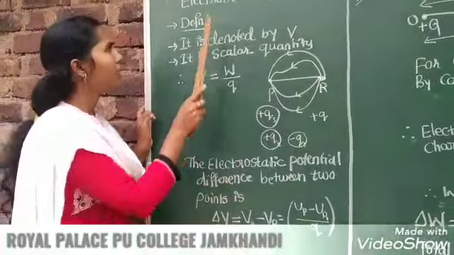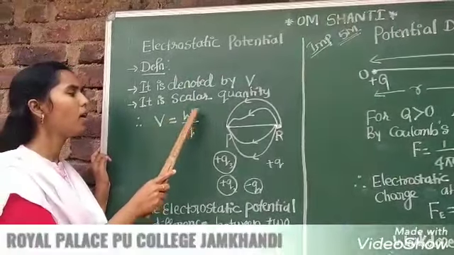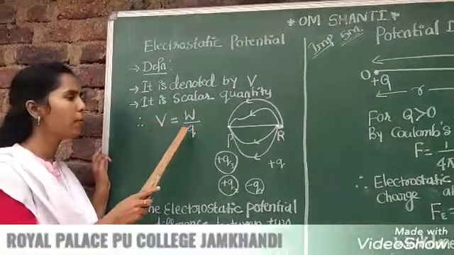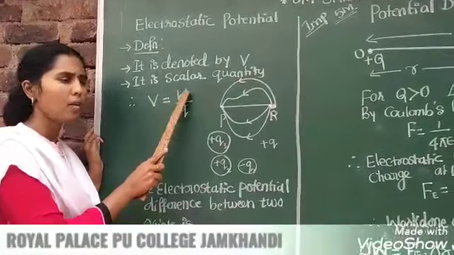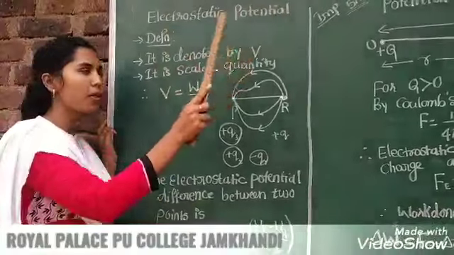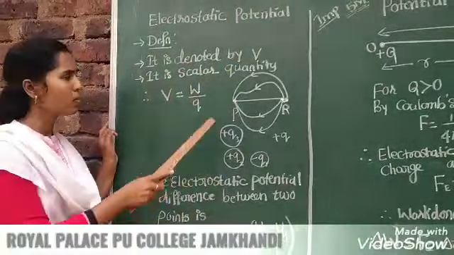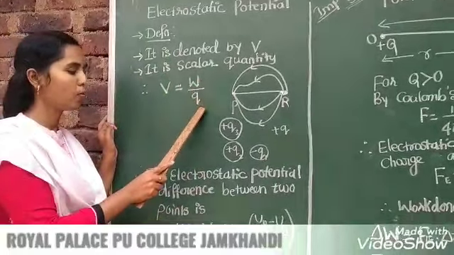Then here the electrostatic potential is given by the formula W by Q. What is the meaning of this formula? Amount of the work done to bring a unit positive charge from infinity to the given point. So that we can represent by V is equal to W by Q.